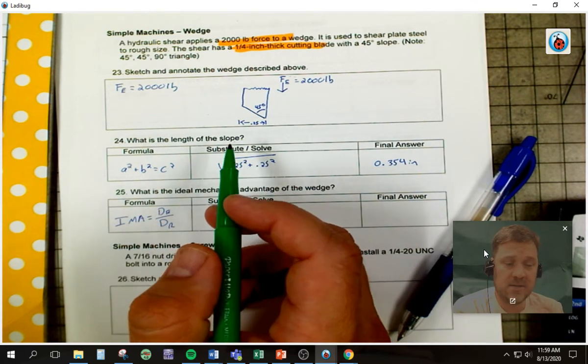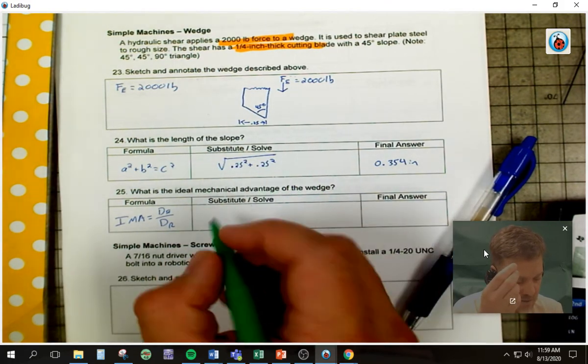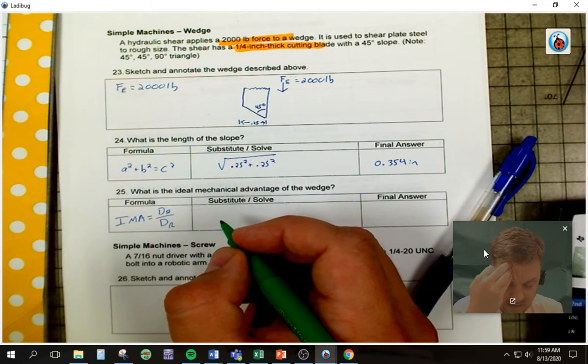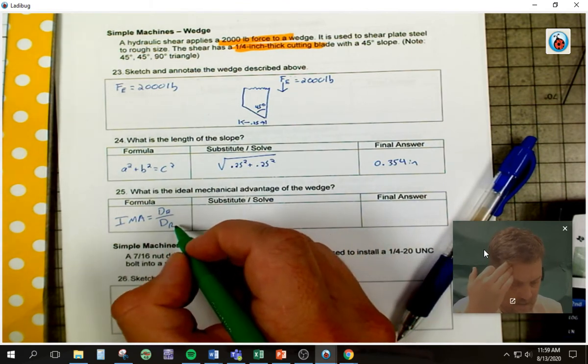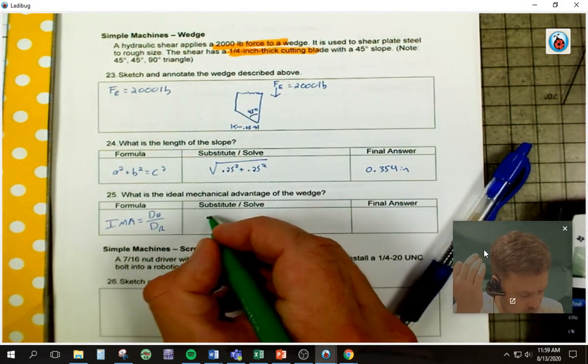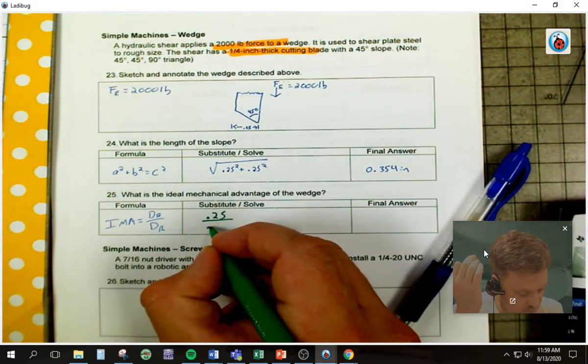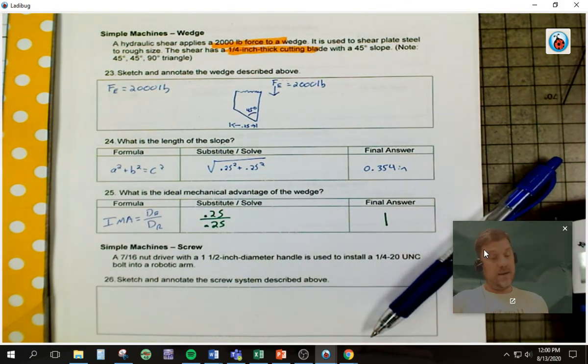Now, in this case, because it's a 45 triangle, it really doesn't matter. So when we look at this guy, it should click to you. Well, my distance effort and my distance resistance are the same because they're both a 1/4 inch. So 0.25 over 0.25, well, what? 1. So don't make that any harder than it needs to be.